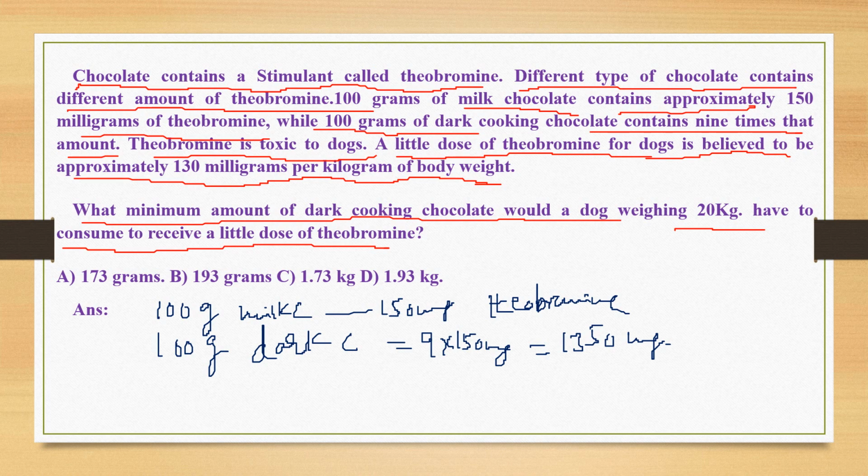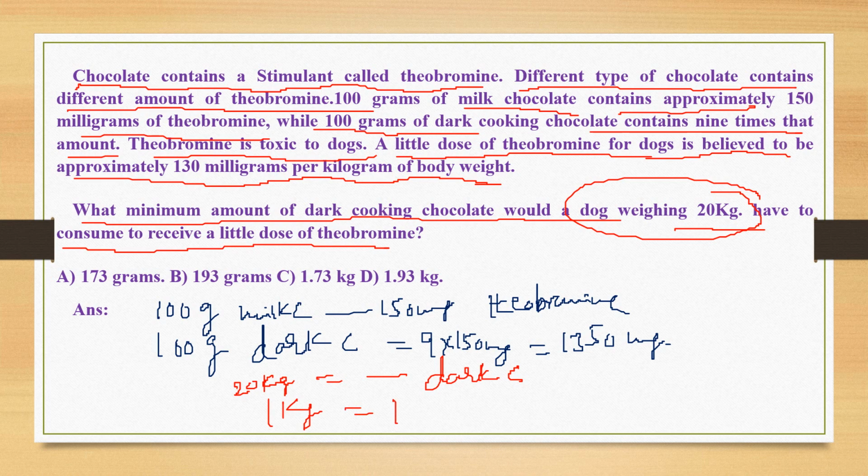As per the given information, the dog is 20 kg. How much dark cooking chocolate is being asked? Indirectly, 1 kg requires 130 milligrams. Based on this information, if you do crisscross, you will get 20 into 130 divided by 1. Indirectly, you will get 2600 milligrams.